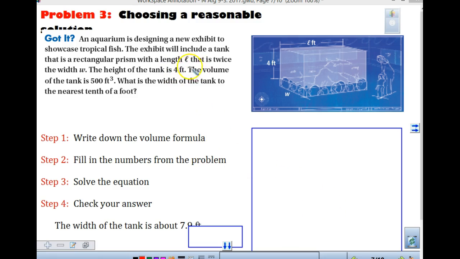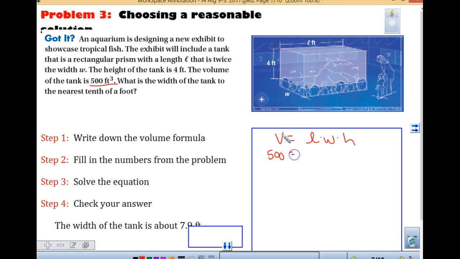All right. So they're telling us the length is twice the width. We know that the width is W and the height of the tank is 4. And we're trying to find volume. This looks like a rectangular prism, right? How do we find volume of a rectangular prism? What is our formula? Length times width times height. Do we know the volume? 500. Does everyone see where I'm getting the 500? 500 feet cubed. If it helps you to put the unit, because our unit does need to be in our answer, you could do that.